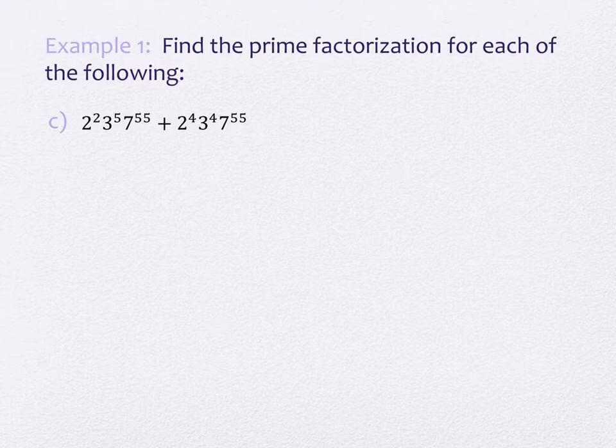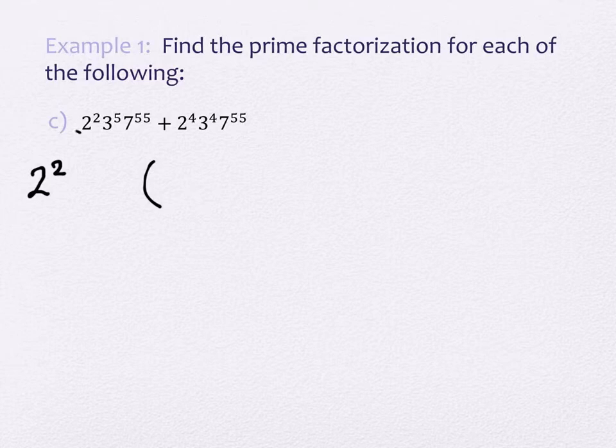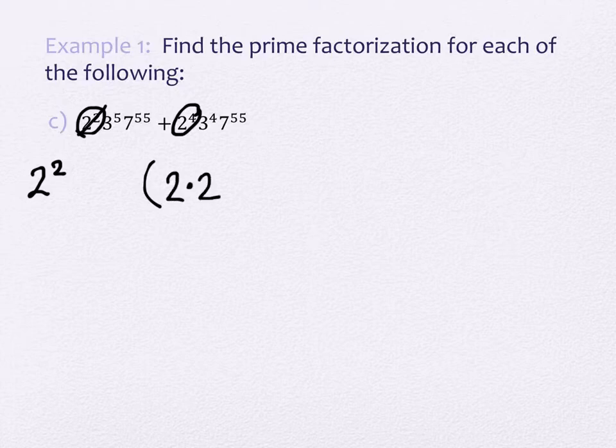Okay, so what we're going to do is factor out the 2 2's that they have in common. Now notice when I factor the 2 2's out of this one, there aren't any 2's left. But when I factor the 2 2's out of this one, how many 2's are left? 2 of them. And you could write that as 2 times 2. You could write that as 2 squared. Doesn't matter what you want to do.